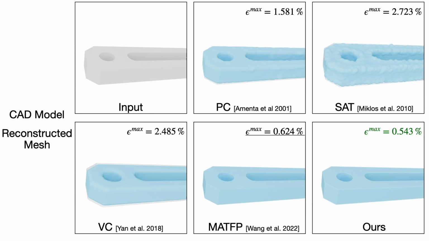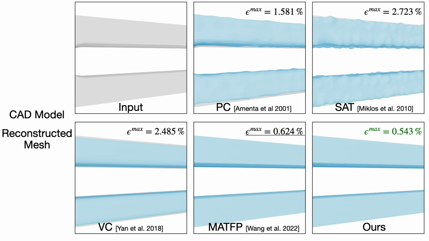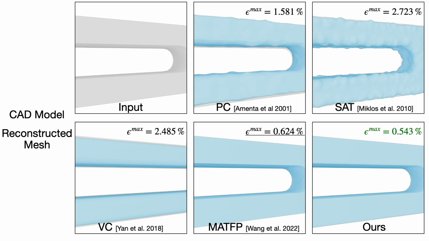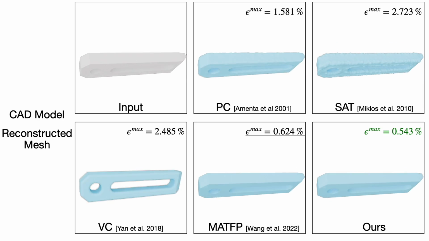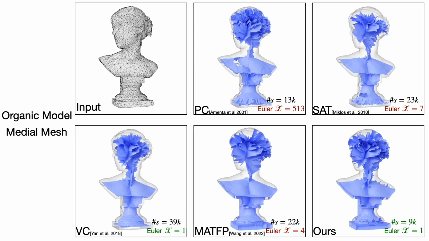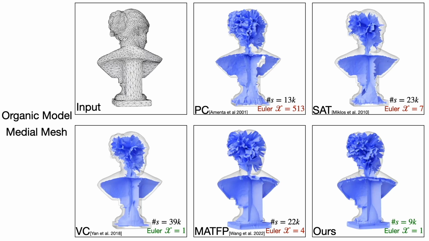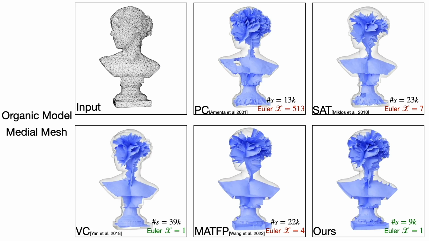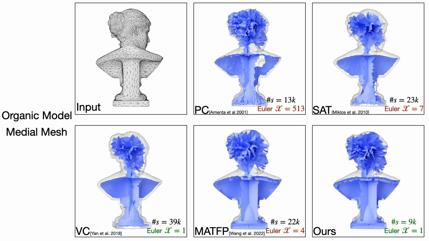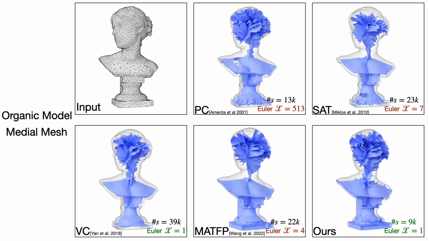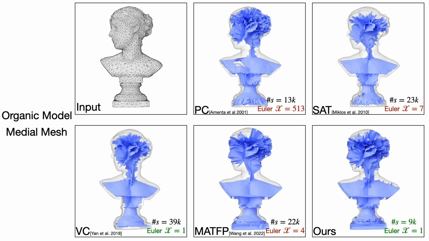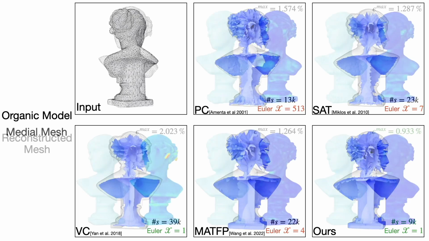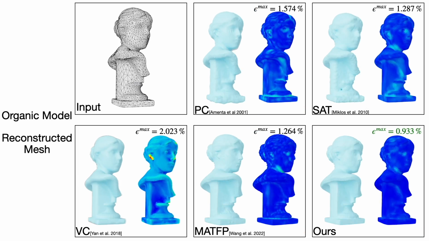We also show the reconstructed meshes in light blue and the original shape in transparent. The best two-sided Hausdorff error is marked in green, and the second best is shown with underline. For the organic model with no clear sharp edges and corners, our method normally generates similar reconstruction accuracy with much fewer medial spheres. Our method can also maintain the topology and thinness property of the 3D medial axis.